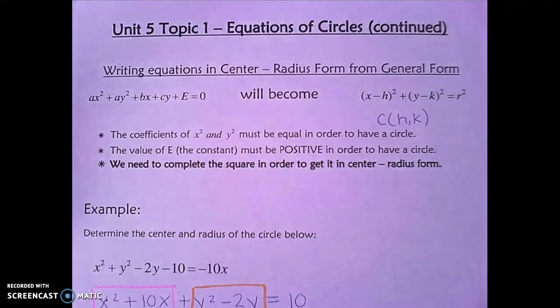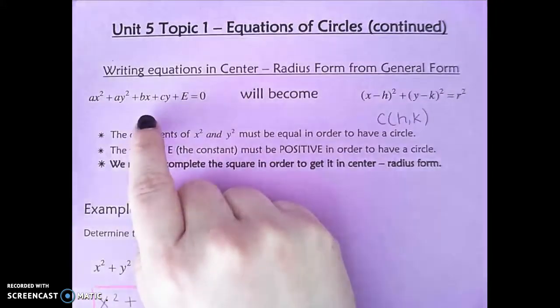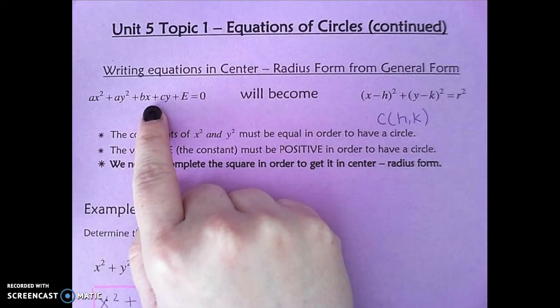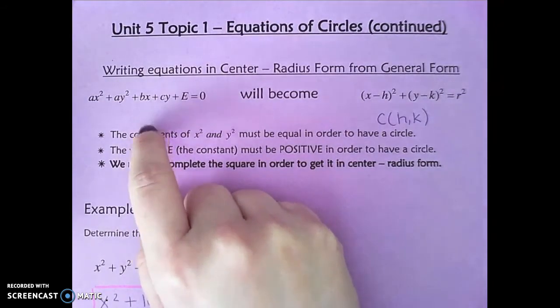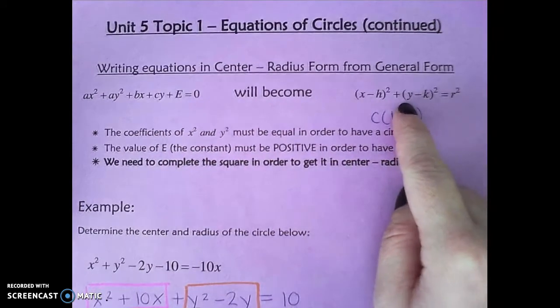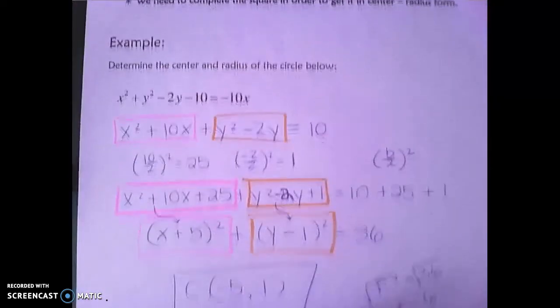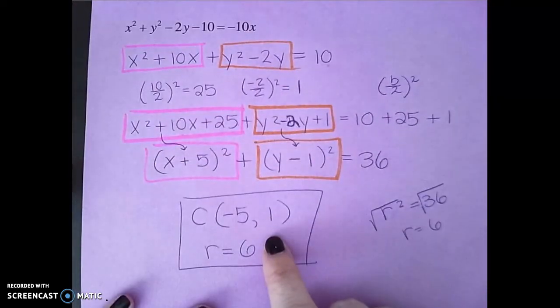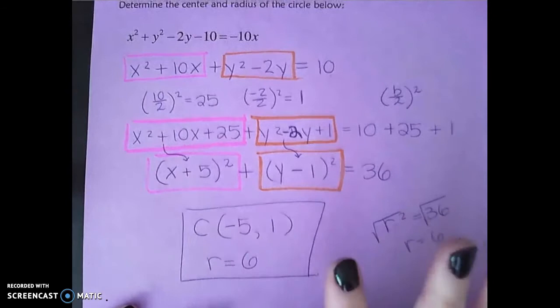Hey guys, this is a video on how we can use our calculator, our TI Nspire, to check our work from last time. So just as a quick recap, what we did last time was we took the equation of a circle in general form, and we used a method called completing the square to turn it into center radius form. And the reason that we do that is so that we can find the center and the radius of the circle.